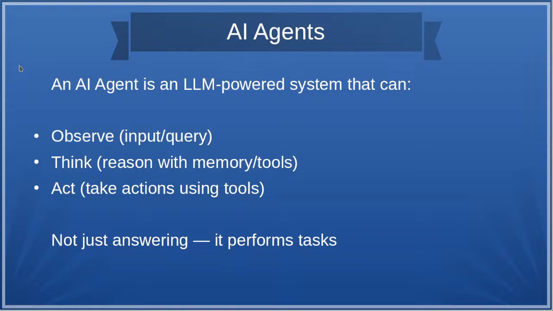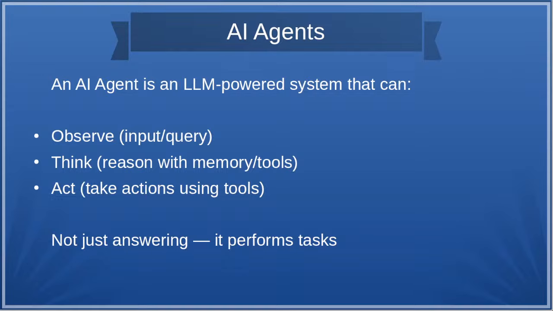So we were talking about reactive systems. It will be a programmed thing. They don't have any kind of autonomy. It's kind of programming only. Now let us look at AI agents. An AI agent is an LLM-powered system. If you are using that LLM, but RAG also uses an LLM, but that is just a workflow. But this is a system that can observe, think, act.